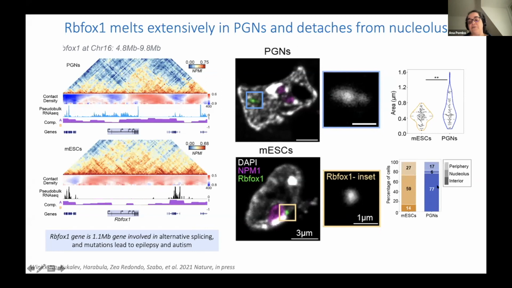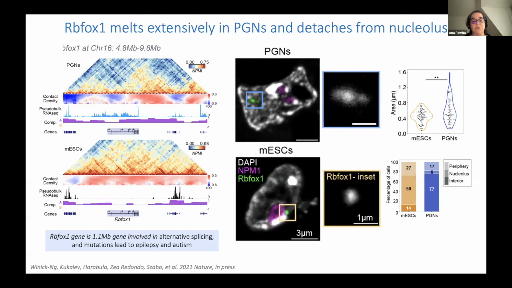And so Isa went on to quantify this in all the loci that she analyzed, and she could see that indeed in ES cells, the locus is most often at the nucleolar periphery or at the lamina, whereas in PGNs, the vast majority of loci are actually in the interior, away from the nucleolus and away from the nuclear periphery.